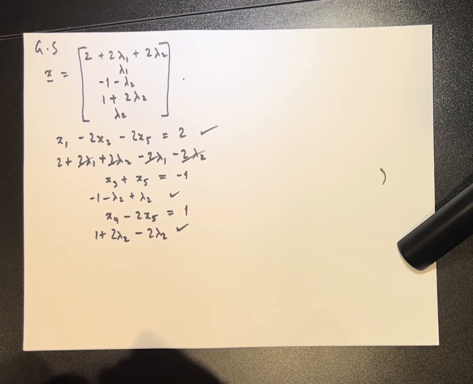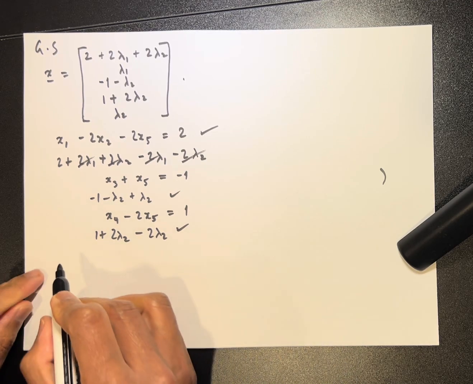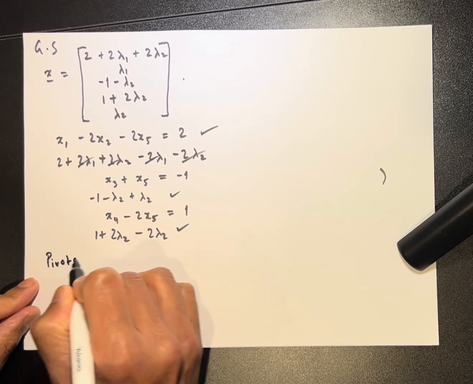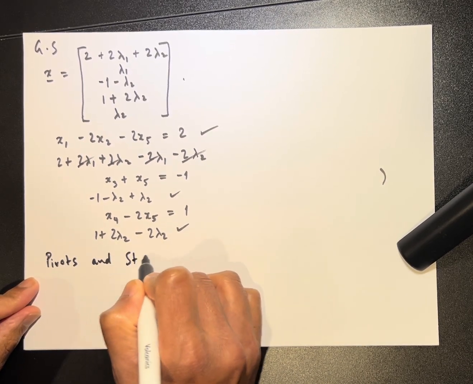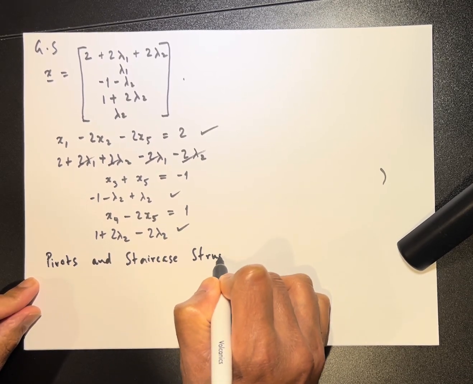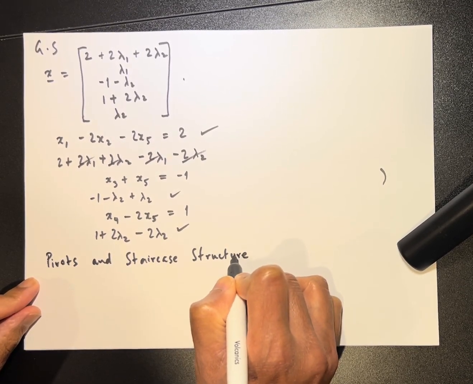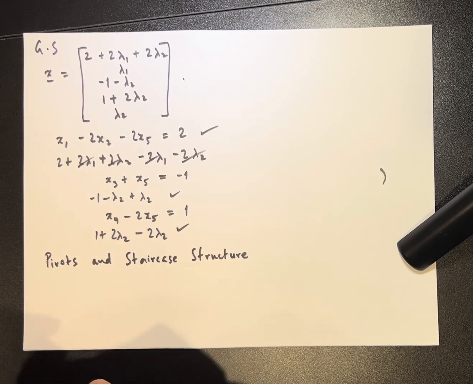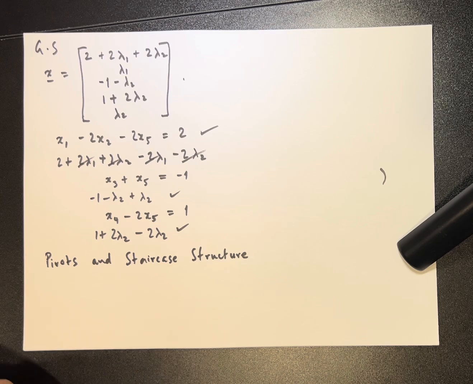Now the pivots and staircase structure. So they have this pivots and staircase structure, right? What is this pivot? The leading coefficient of a row, the first non-zero number from the left, is called the pivot, right?